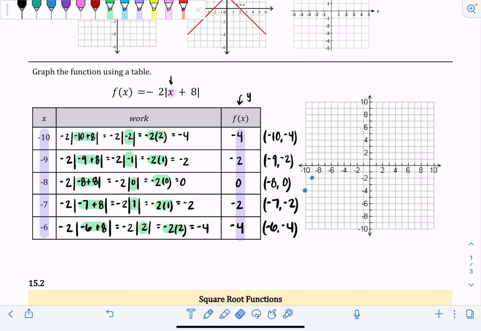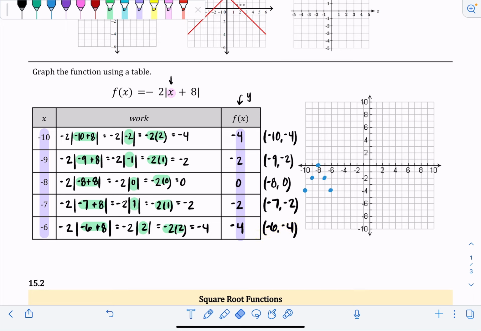And then my next point, -8, 0, I would go left 8 and then I would not go up or down at all since the y coordinate is 0. And then the next point, -7, -2, I would go left 7 and then down 2, and end up right there. And then for the last point, -6, -4, I would go left 6 and then down 4, and I would end up right here.